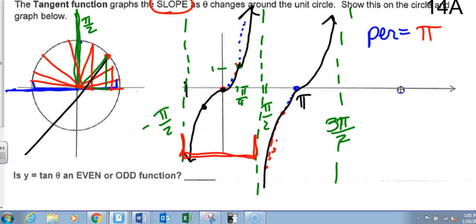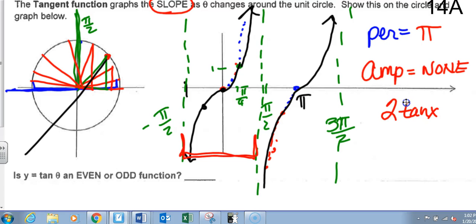What about maxes and mins? Are there any? Okay, because there are no maximums and minimums, there is no amplitude. Everybody okay with that? Does not have an amplitude. You can still put a number out in front, like 2 tangent of x, and it will vertically stretch. At pi over 4 instead of 1, it would be at pi over 4, 2. But it isn't really called an amplitude change. It's just a vertical stretch.